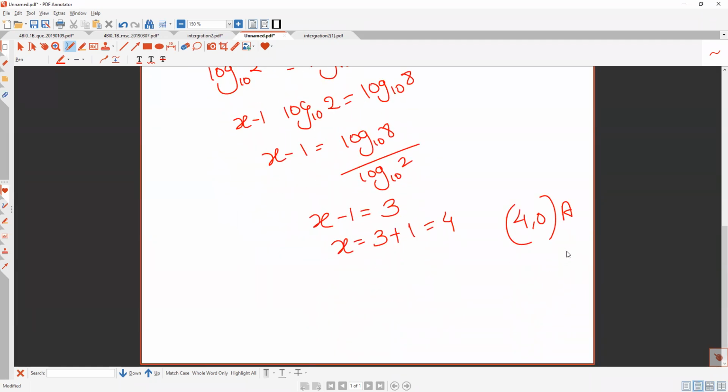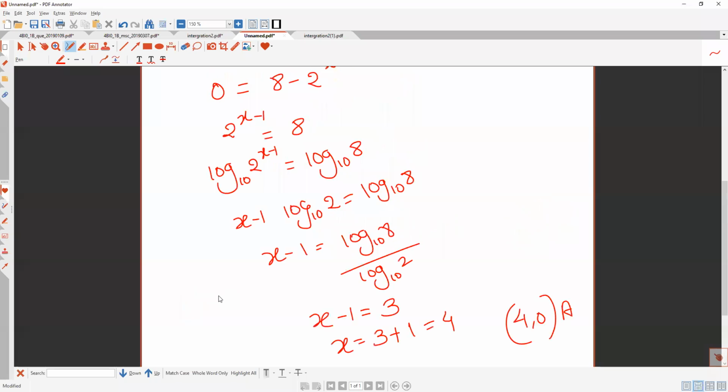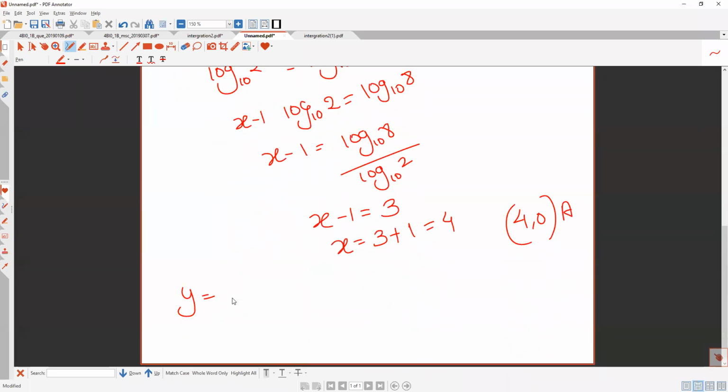Now let us do B part. B in the sense B coordinates. So we have y equals 8 minus 2 raised to x minus 1. Now your x is 0. If your x is 0, it is 8 minus 2 raised to minus 1. So that is going to be 8 minus 1 by 2. Check in your calculator how much is 8 minus 1 divided by 2. That is 7.5. So your height is 7.5.